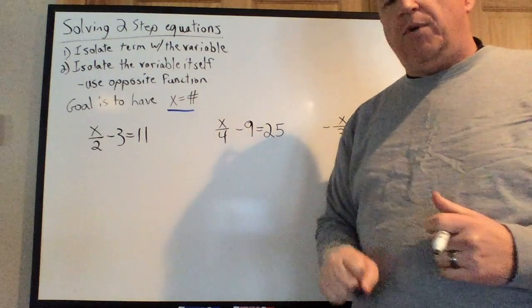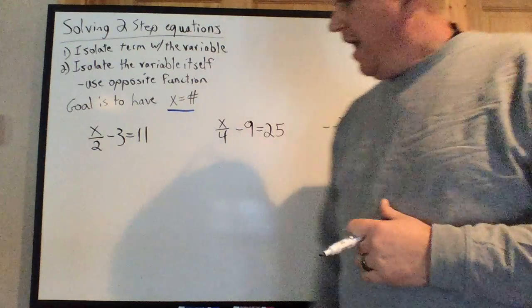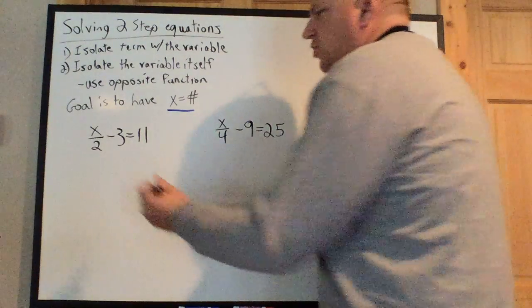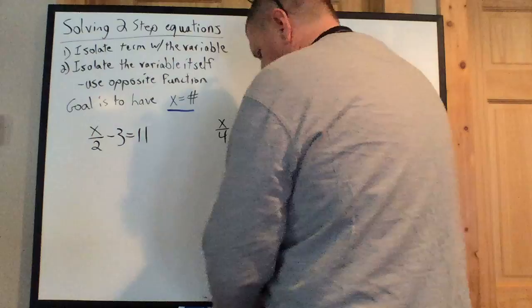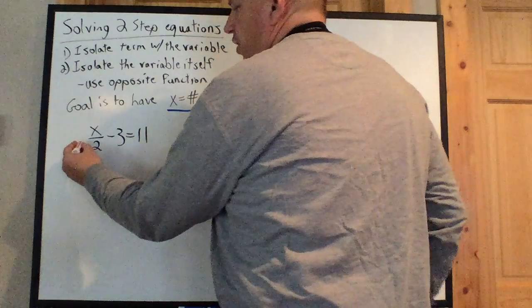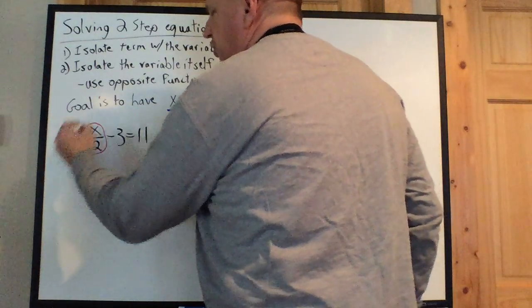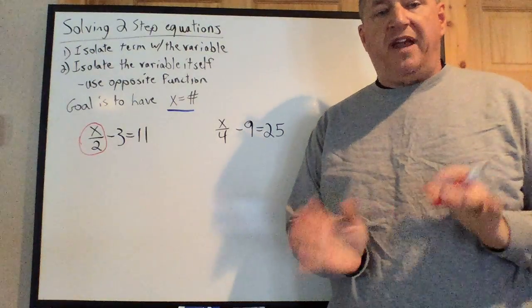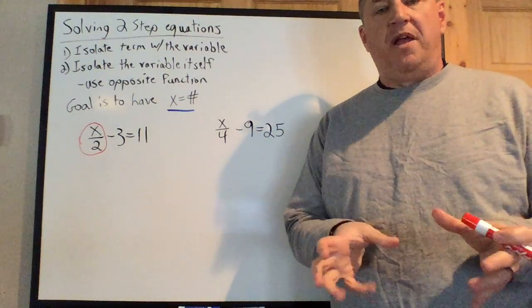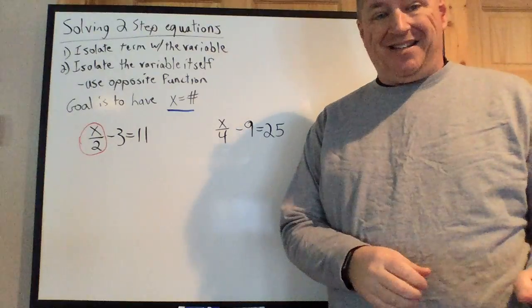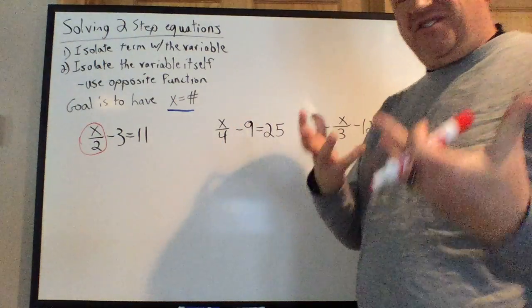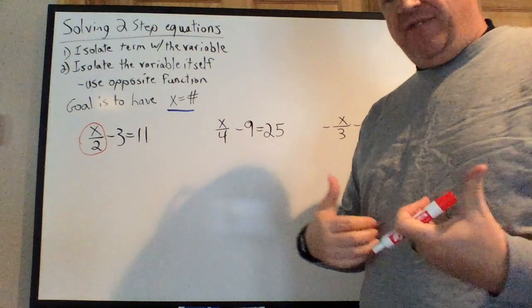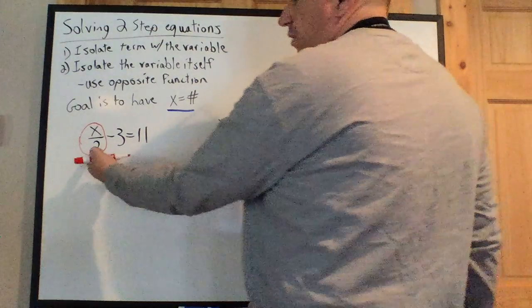So let's look at our first example. X divided by 2 minus 3 equals 11. So if we look at this, our first step is to isolate the term with the variable in it. The red circle is around the x divided by 2, which is the term that has the variable in it. So we have to get rid of everything that's not in the red circle, but on that side of the equation. So the red circle is being subtracted by 3.